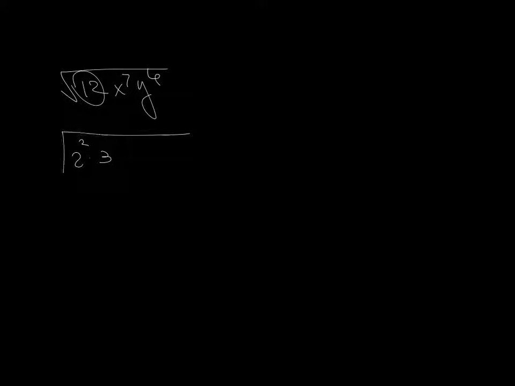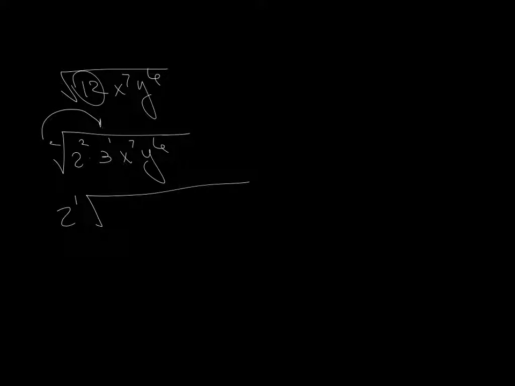So I'd like to look at a couple more before we go on. Square root of 12x to the 7th, y to the 6th. Alright, so I'm going to factor that down to 2 times 2 times 3, x to the 7th, y to the 6th. Okay, so there's a 2 there. How many times does 2 go into 2? 1 time. So I bring the 2 out and I put the 1 in it. There's no remainder, so the 1 disappears.